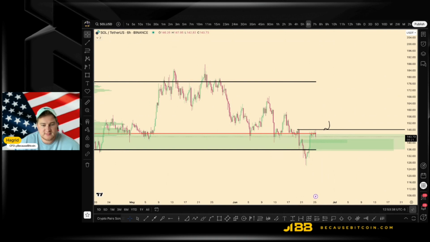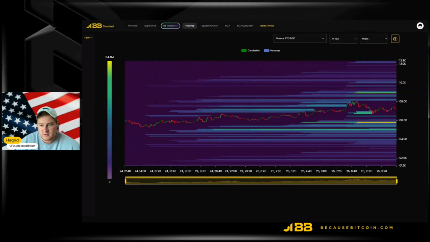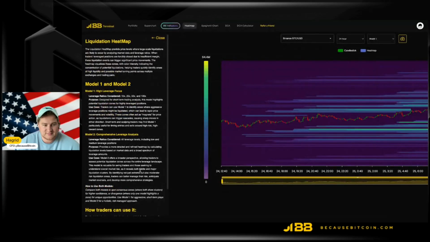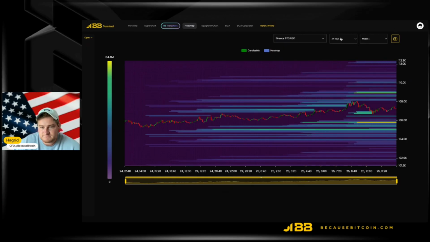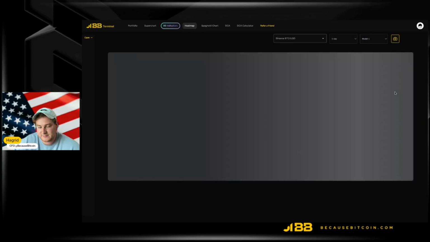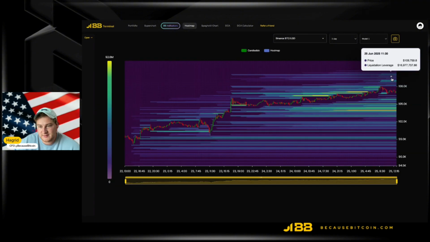Let's do this. Let's go over to the terminal super quick. I'll share this tab. Okay, there we go. All right. Heat map, pretty basic. If you want to learn about what that is, we've got model 1 and model 2. We can look at both, but I just wanted to pull up Bitcoin on the 1 day, 24-hour model 1. A lot at 106, a lot at 108. Okay. Gonna zoom out a little more. A lot at 103, not a lot higher.